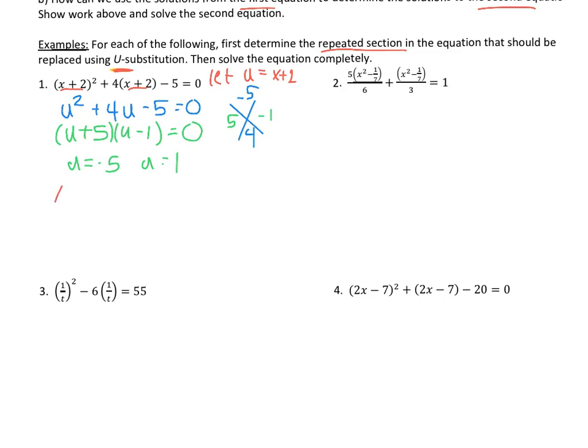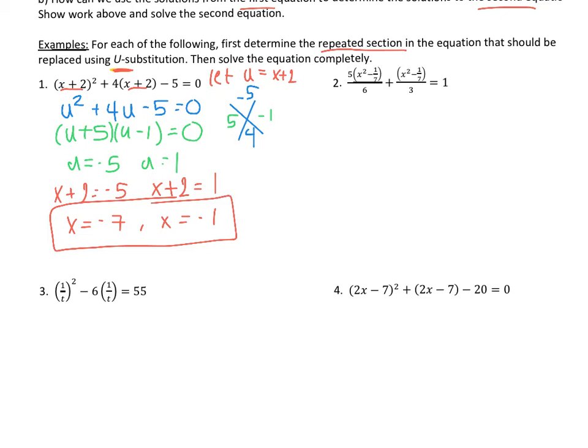So instead of u = -5, x + 2 = -5, and x + 2 = 1. On the left equation, subtract 2, and I get my solution x = -7. My second one, subtract 2 from 1, x = -1. And these are my solutions for x, which is the goal here.